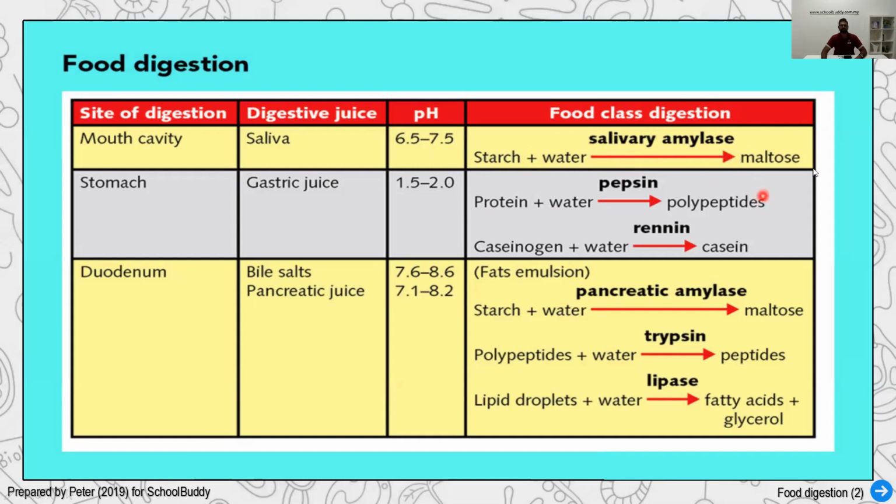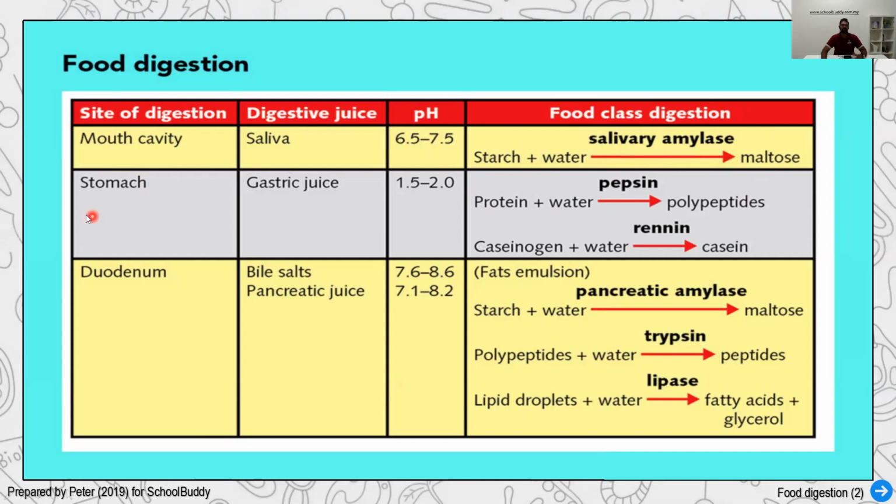If you remember, maltose is a disaccharide, it's a sugar. So maltose is not a simple sugar yet. It can be broken down, but the process stops here first, because it will be continued in the next step, which we'll see later. So we can always remember that the mouth cavity is basically starch digestion by salivary amylase.